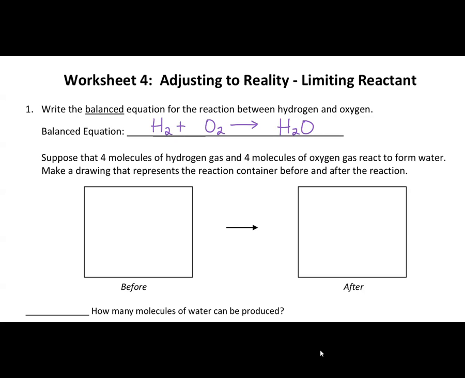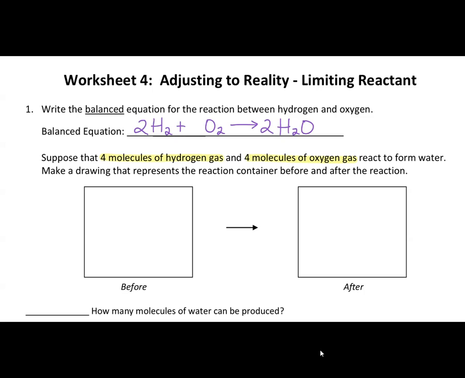We need a 2 in front of water to balance the oxygens, and then a 2 in front of hydrogen to balance the hydrogens. So we're going to start by having 4 molecules of hydrogen gas and 4 molecules of oxygen gas that react to form water.